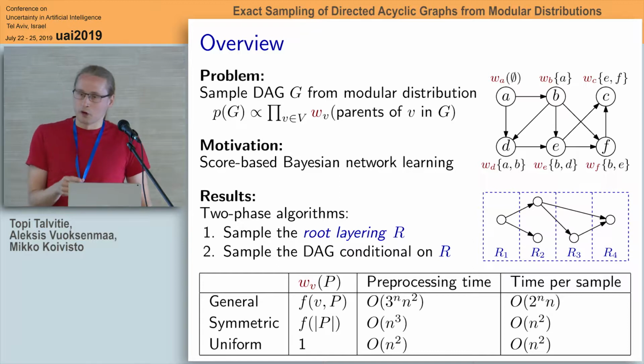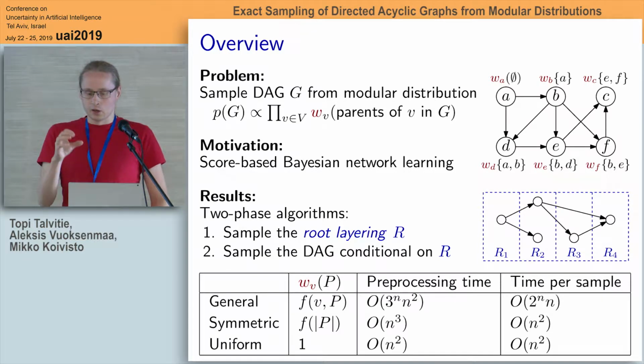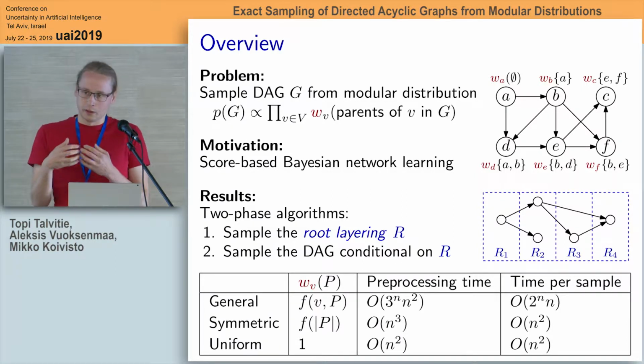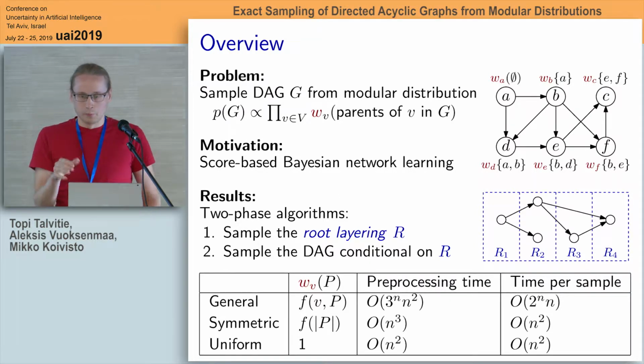Then a middle ground between these two is the symmetric case, where we only control the number of parents for each node. It could be useful, for example, in algorithm testing or sampling from the prior, because you can control the density of the DAG, and there we get n cubed preprocessing time.